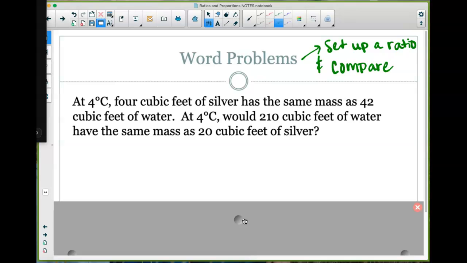Okay. So this first one, it says at 4 degrees Celsius, 4 cubic feet of silver has the same mass as 42 cubic feet of water. At the same temperature, would 210 cubic feet of water have the same mass as 20 cubic feet of silver? Okay, so when we are doing this type of problem, if we're looking at word problems, we need to first of all figure out what are we comparing. Okay, that is the first thing we need to ask ourselves. What is being compared?